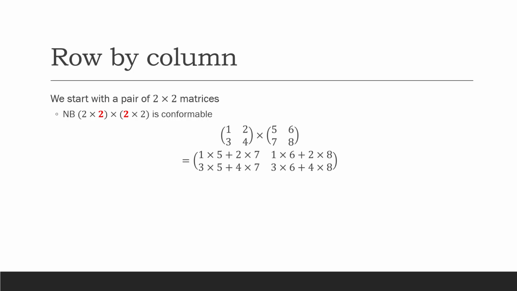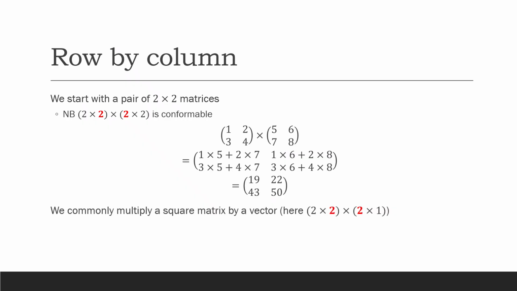So 1 by 5 plus 2 by 7, 1 by 6 plus 2 by 8, 3 by 5 plus 4 by 7, 3 by 6 plus 4 by 8. And then the answer is just pure arithmetic. Okay, so that's it. Now it's going to be quite common for us to multiply a square matrix by a vector, a vector which has got 2 rows and 1 column. That's going to be important for working out simultaneous equations.